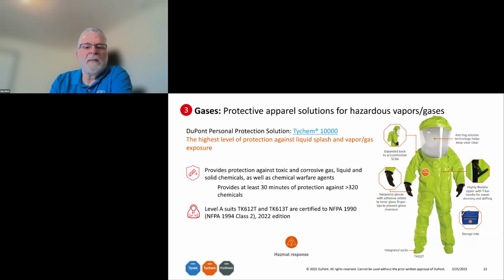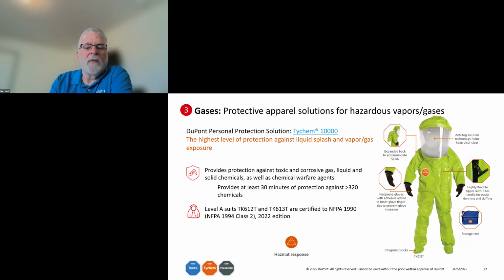They're almost always SCBA so that you have the mobility and ability to move around within a facility and do the task you need. So it's going to provide you with protection against toxic corrosive gases, liquids, solid chemicals, and we've tested it at least to 30 minutes for over 320 chemicals. So this is a very robust fabric, and it is very durable and it's thick.